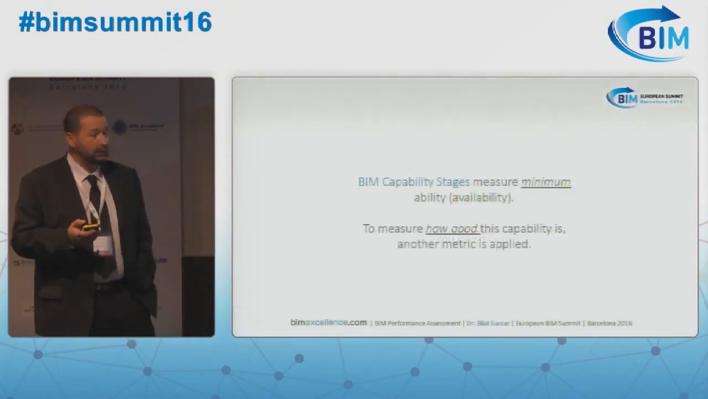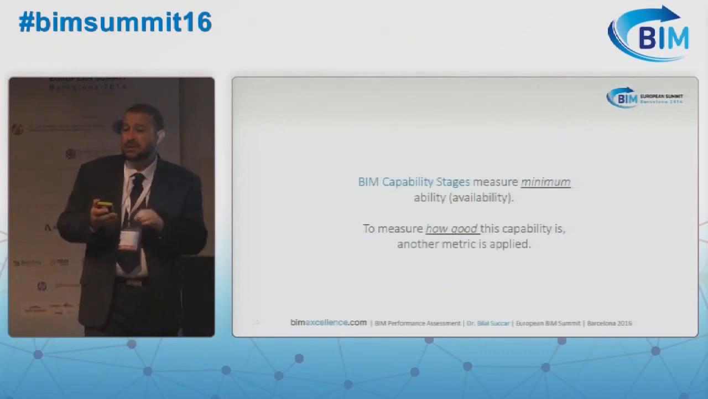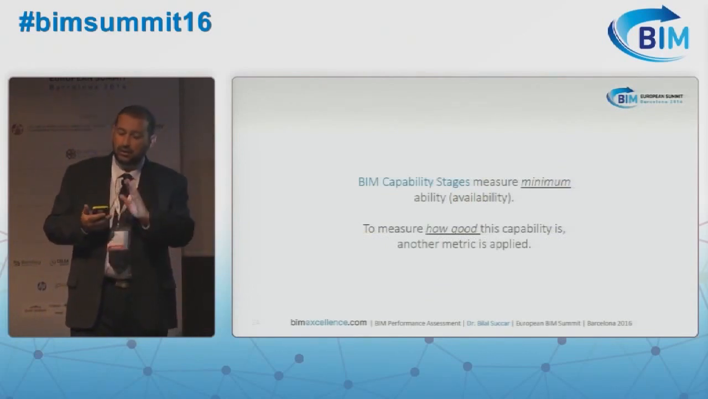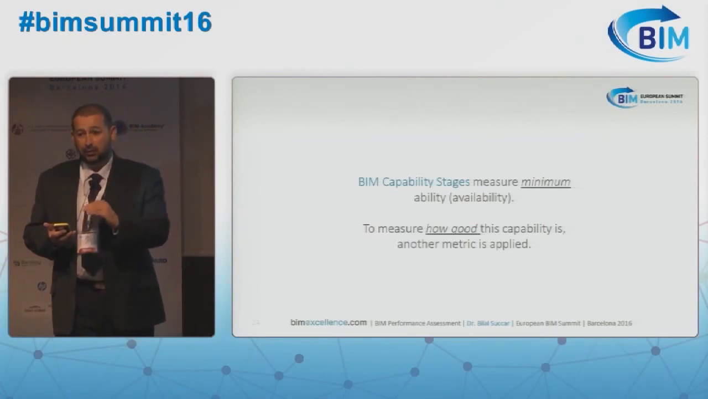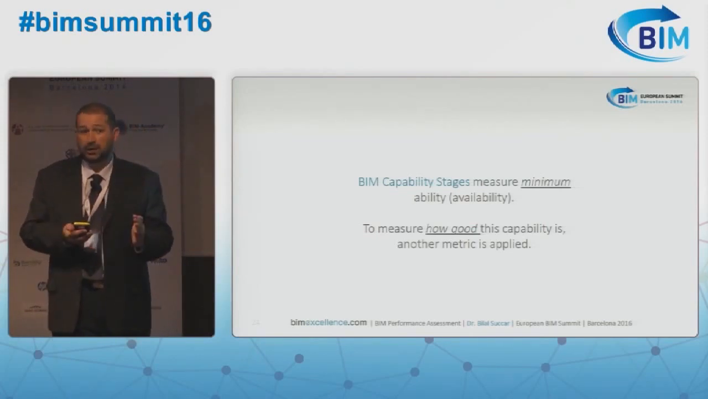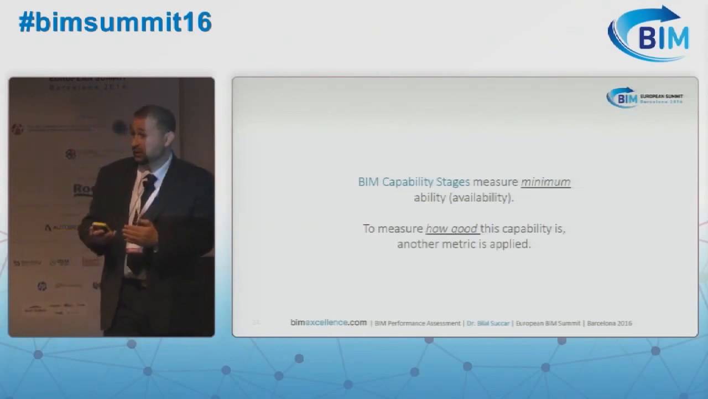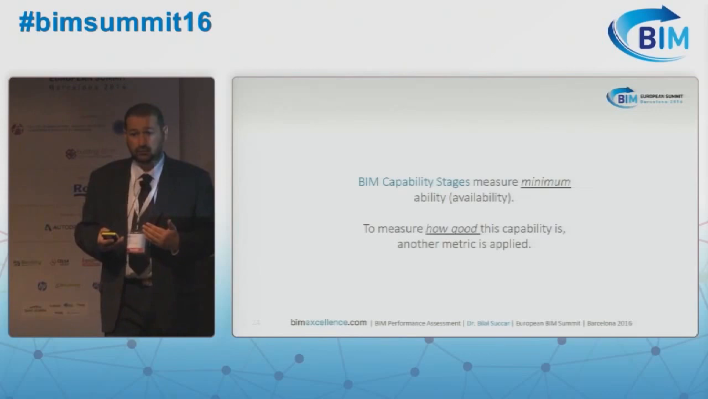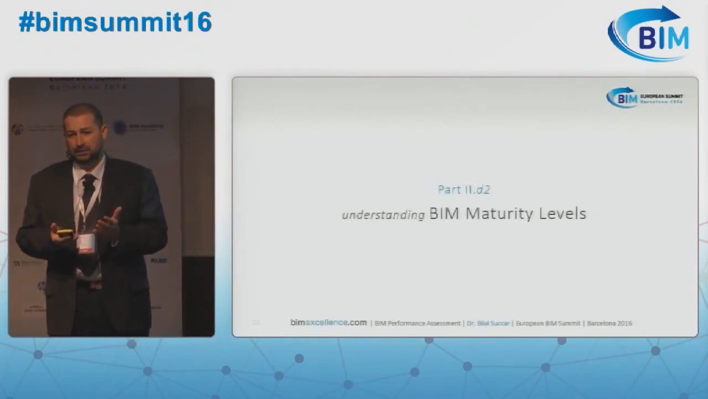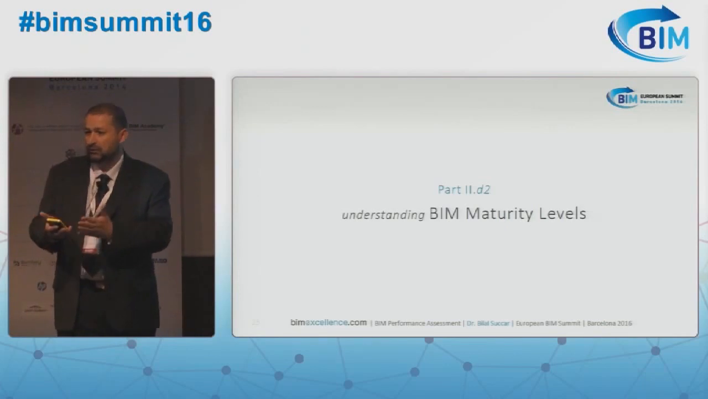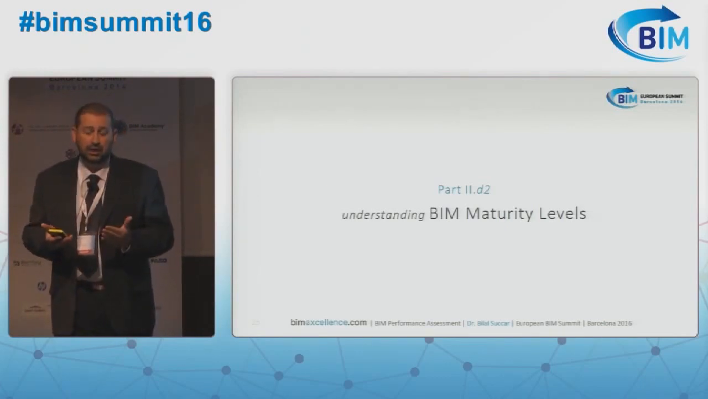So that's the first metric, capability, which is the minimum ability. I can look at a company and ask what its minimum ability is. Are they still at modeling? Are they still modeling without collaborating? Or are they collaborating, exchanging these models? Or are they integrating these models together? But on its own, it doesn't tell you the quality of this modeling or the collaboration or the integration. That's why we need another metric.